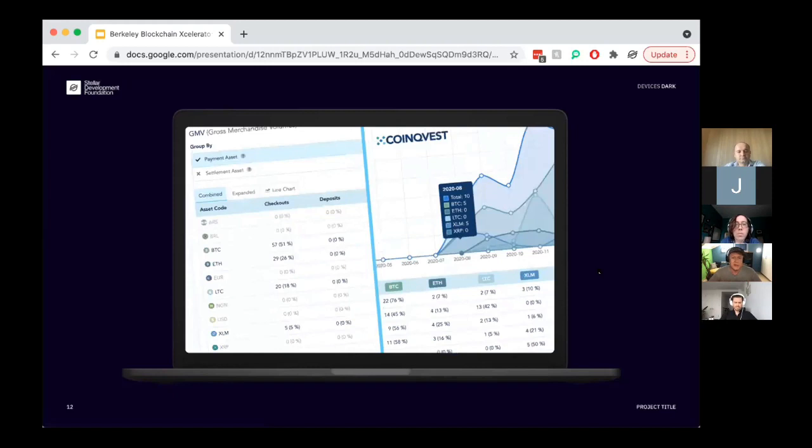And apart from all that, Coinqvest comes with developer tools, API and webhook logging, as well as a host of accounting and reporting features.